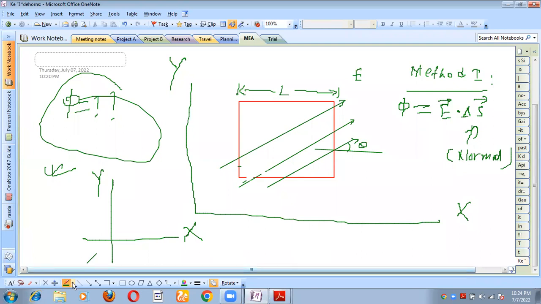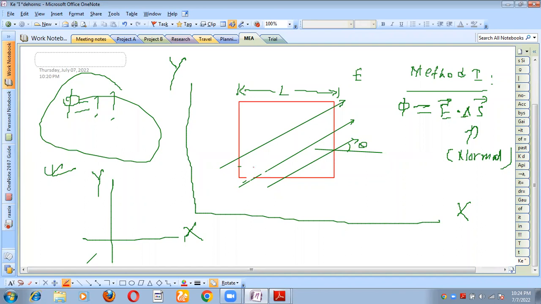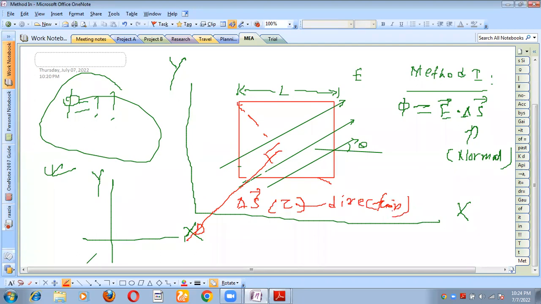So here, where will be the direction of delta S? It should be perpendicular to the plane of this square. It means it should be like that here. It should be perpendicular, which means the direction of delta S should be along Z direction. Everyone understood this? Yes, sir. The area vector should be along Z direction.